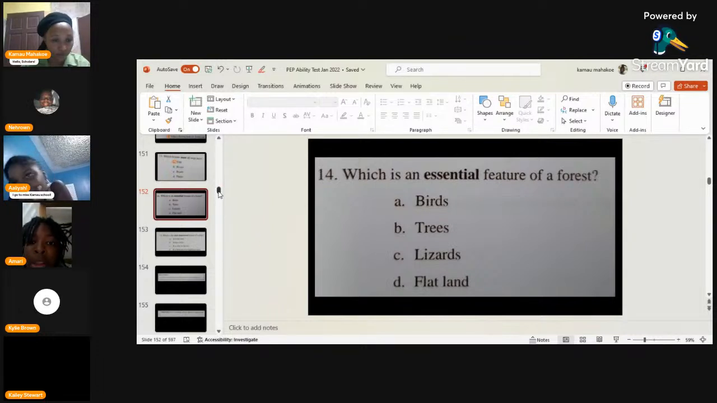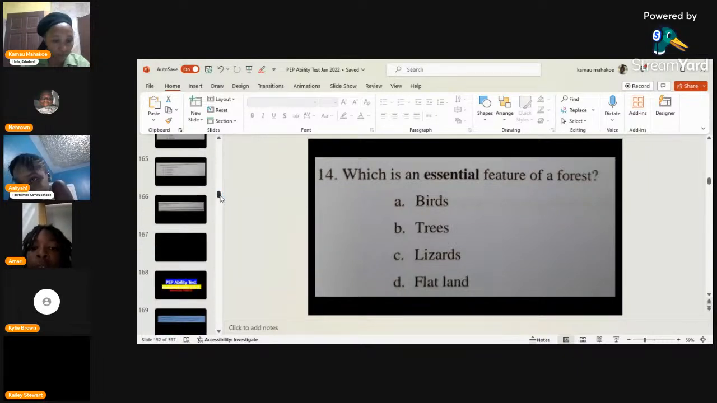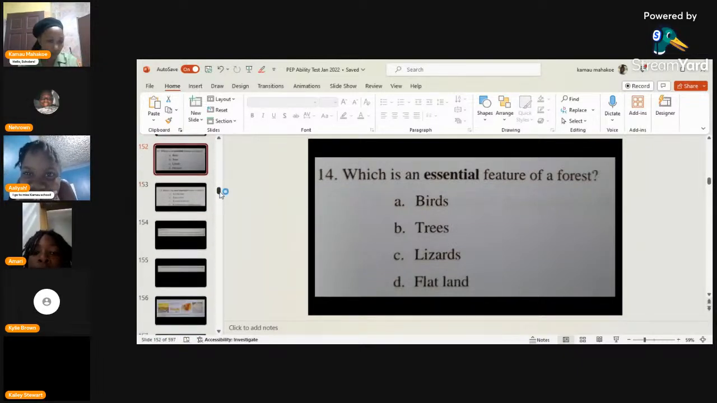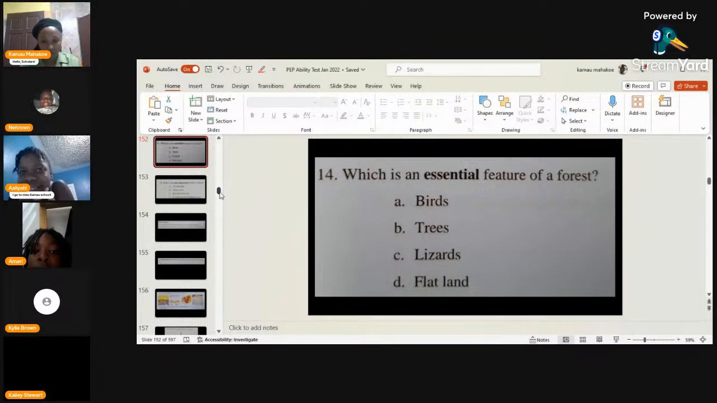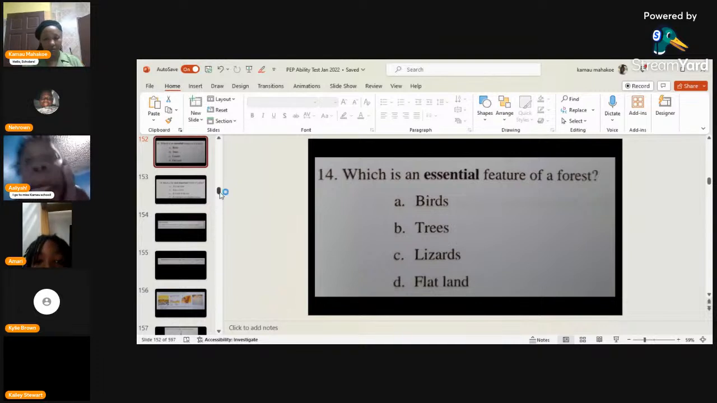Okay, Miss. Which is an essential feature of a forest? A. Birds. B. Trees. C. Lizards. D. Flat land. Miss, I would say B, trees. All right, so the forest must have trees, a forest of trees, right? So that one was easy.